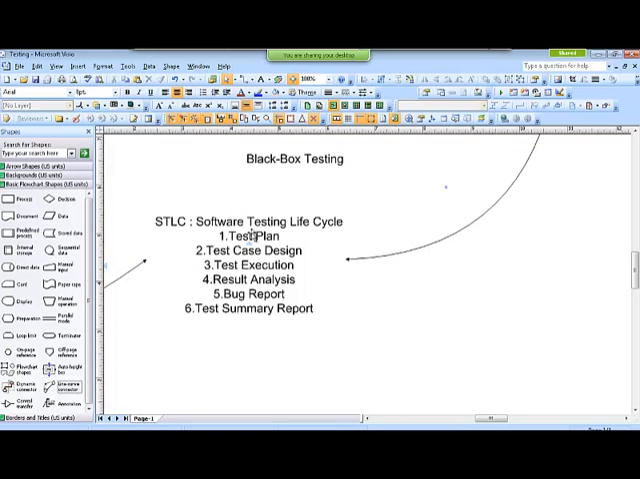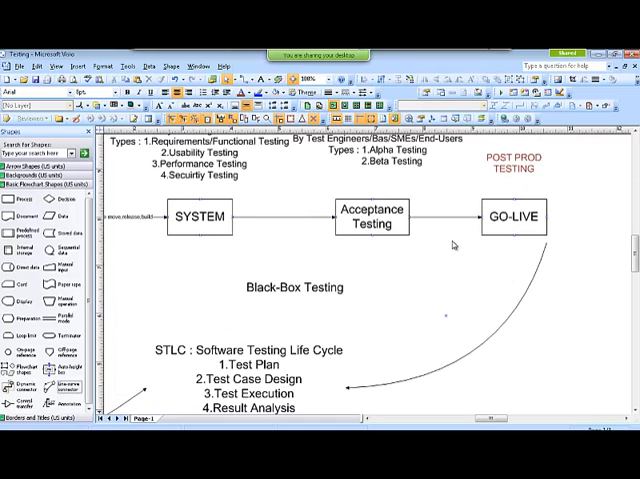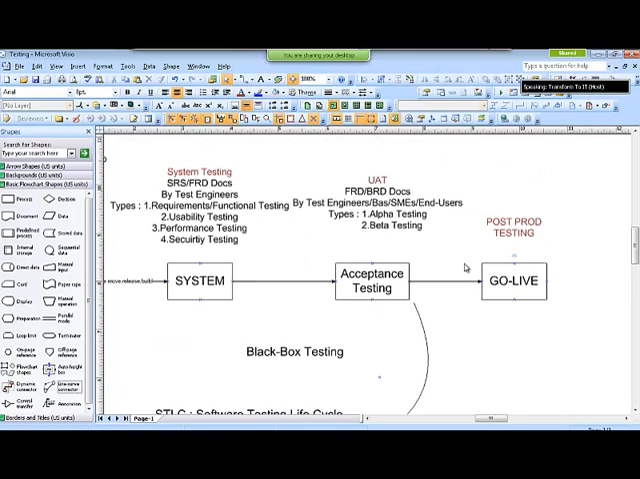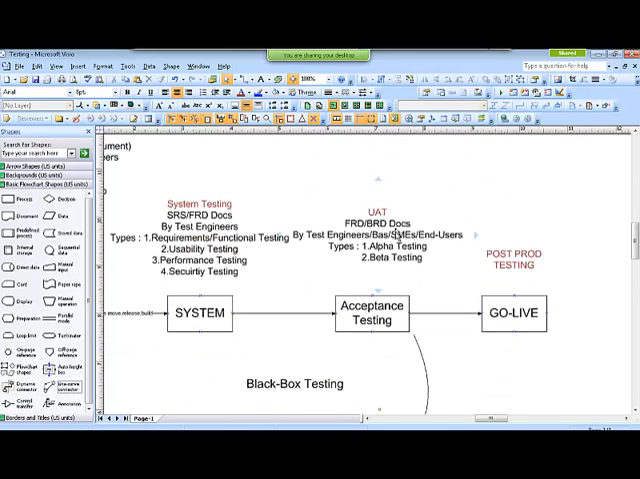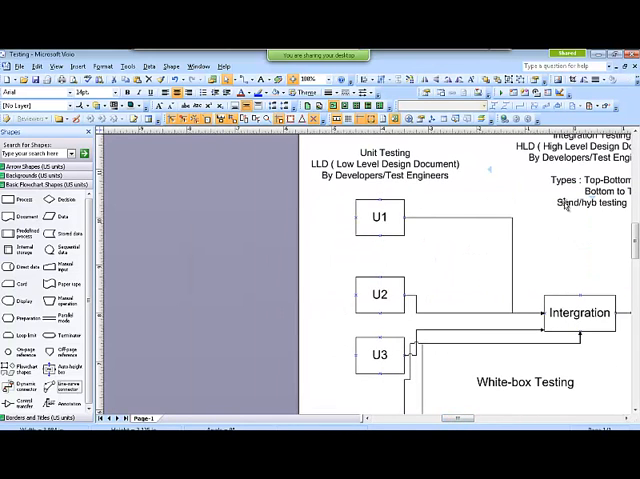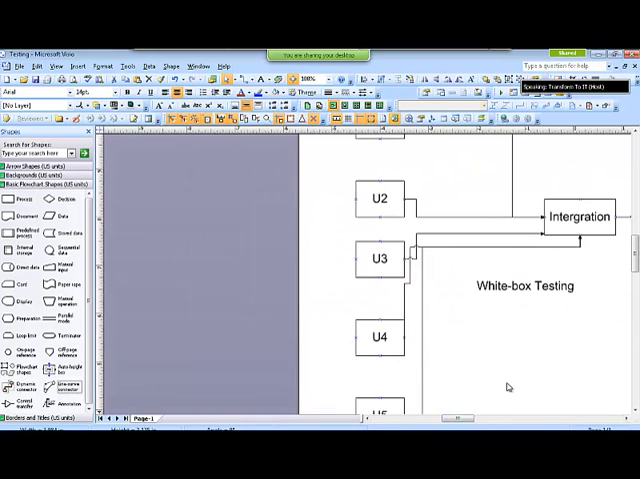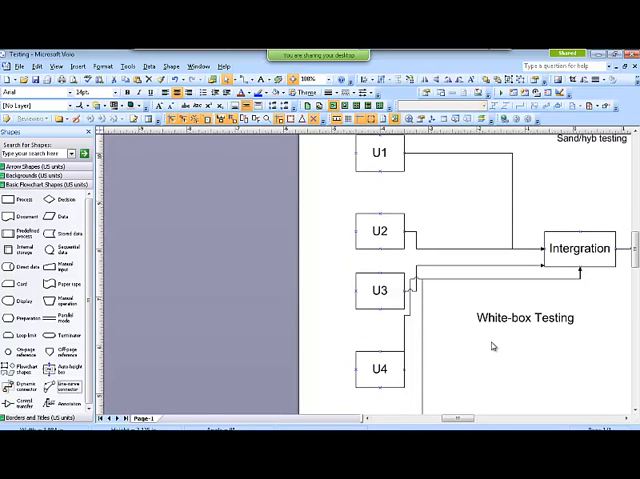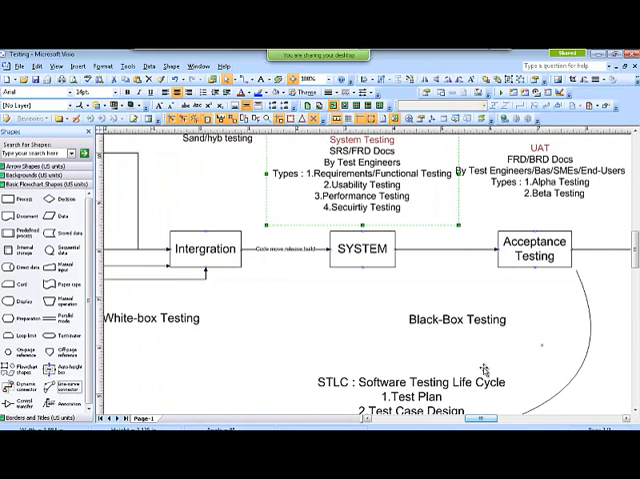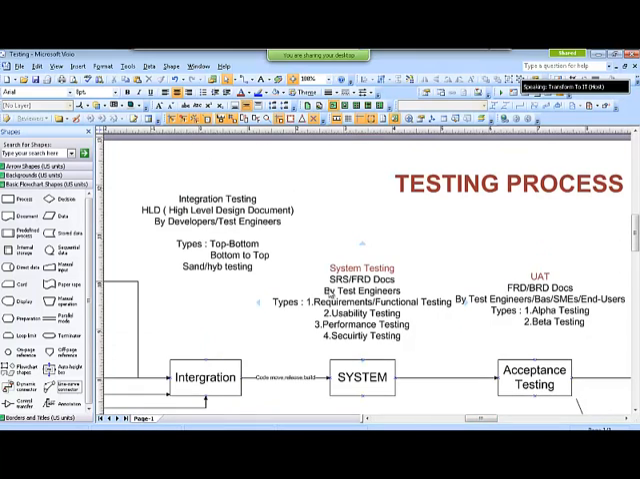This STLC is common for all types of testing. You are not going to have it for post production, at least up to this. Whether you do UAT, system testing, or unit and integration testing, for unit also you are going to have a test plan. So is everyone clear, guys? Any doubts?